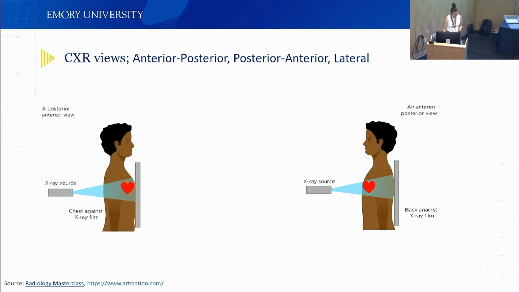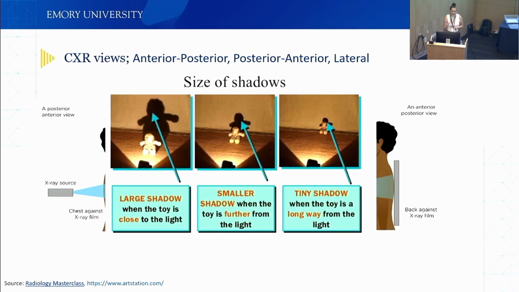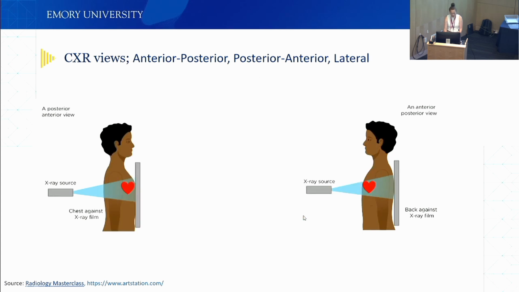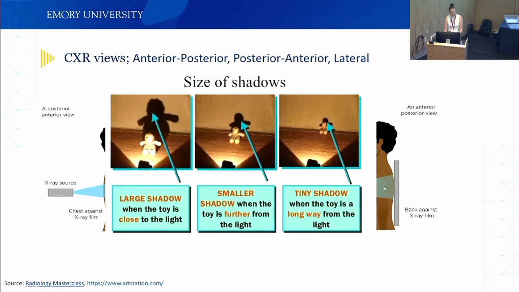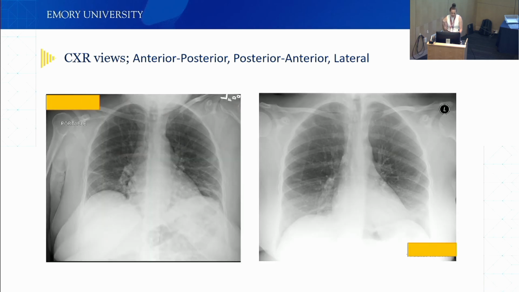And it works very similar to this light shadow thing that you do as a kid when you try to make figures on the wall. You get a larger shadow when your toy is closer to the light, and a smaller shadow when it's a long way. So if you go here, there's a long way, so you get a smaller shadow. And here, there's a short way, so you get a bigger shadow. So you have to take that into account.